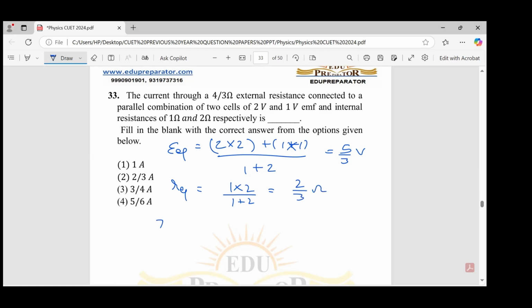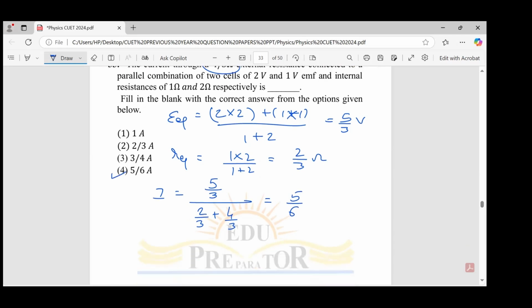So what is the value of current? That is equal to equivalent EMF divided by the equivalent internal resistance plus the external resistance, which is given to us as 4 by 3. And if we simplify, that answer comes to be 5 by 6, right? So 5 by 6 is the correct answer, right? Let's move further.